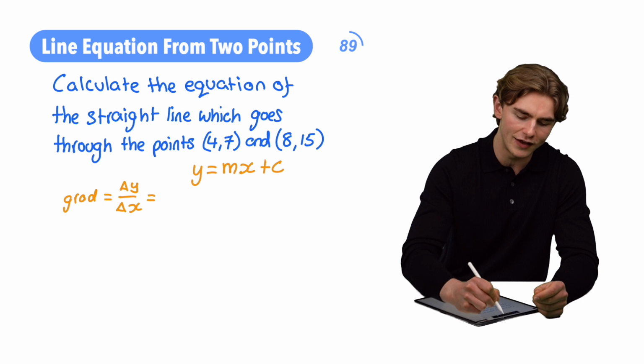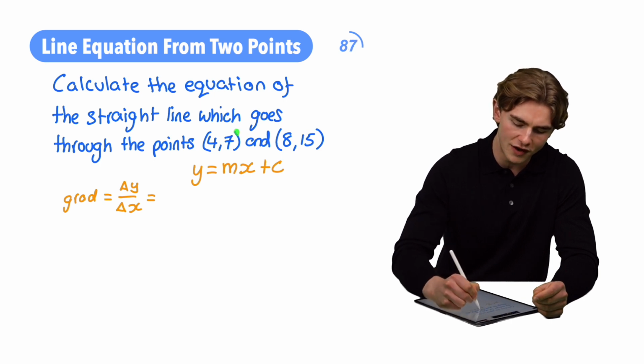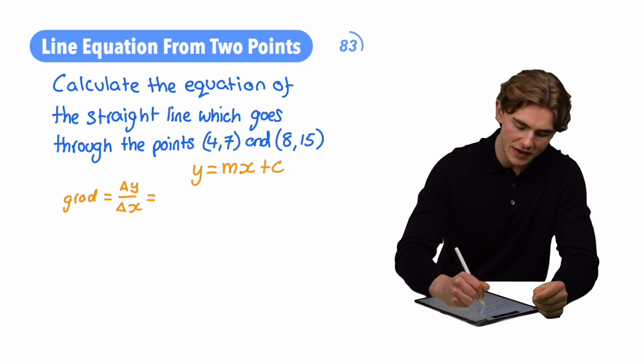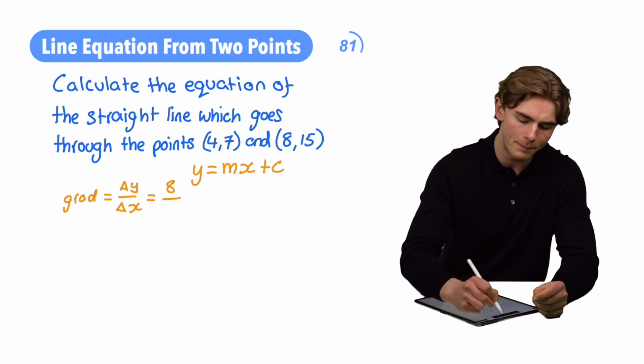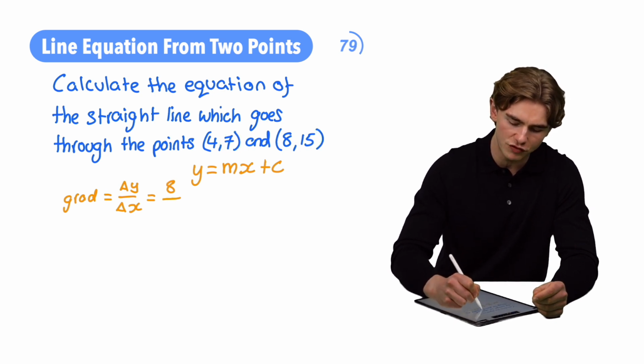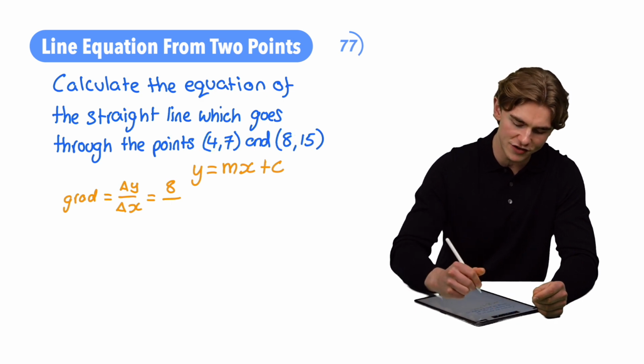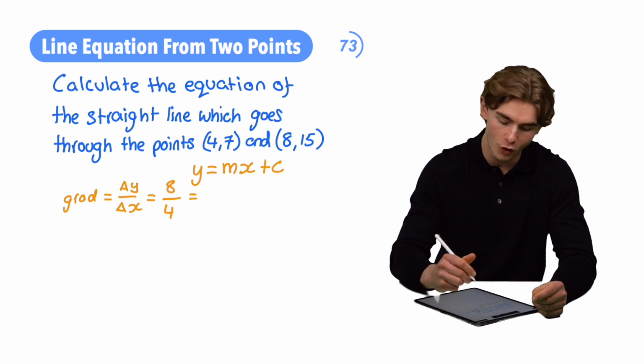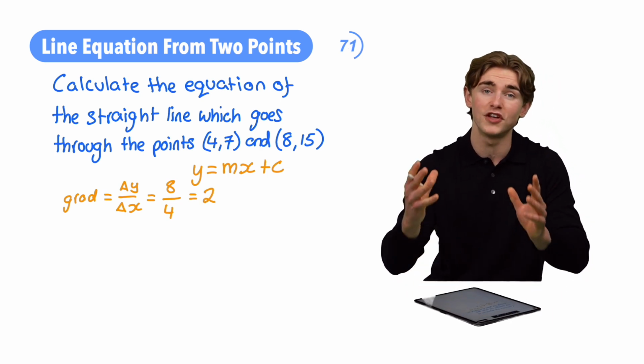Now, what's the change in y? In the y direction, we go from a coordinate of 7 to a coordinate of 15. That's a change of 8. So the change in y is going to be 8. We're going to divide that by the change in x. What's the change in x? We go from 4 to 8. That's going to be a change of 4. So we can say that the value of the gradient is 8 divided by 4, which is going to be 2. Now, guys, we've done half the battle.